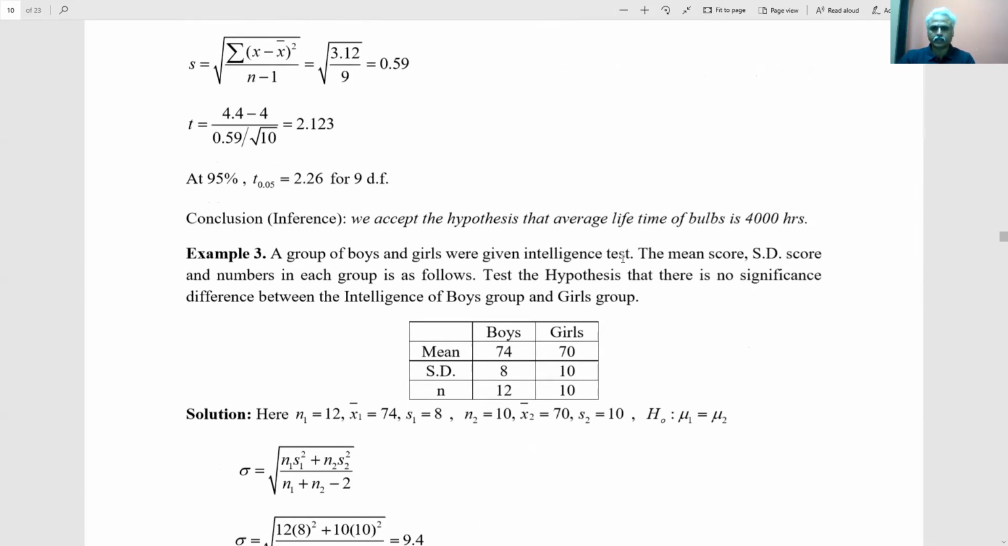We are given an intelligence test. How many boys? 12 boys, less than 30. How many girls? 10 girls, less than 30. So both are small samples. A group of boys and girls were given an intelligence test. The mean score of boys is 74. The mean score of girls is 70, with a standard deviation of 8 and 10 respectively.